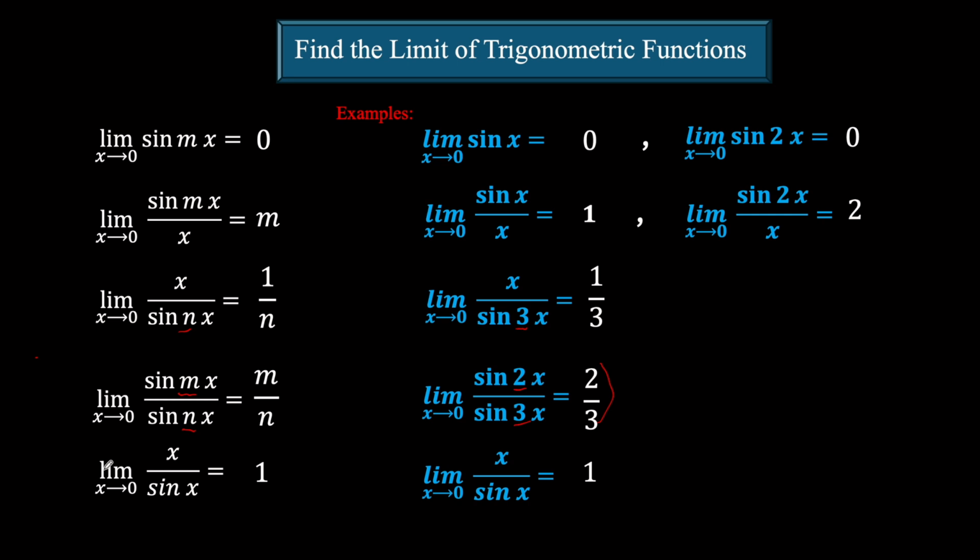Let's see the last rule here. Limit as x approaches 0 of x over sine x is equal to 1. The example is the same as the rule. So x over sine x is always equal to 1.